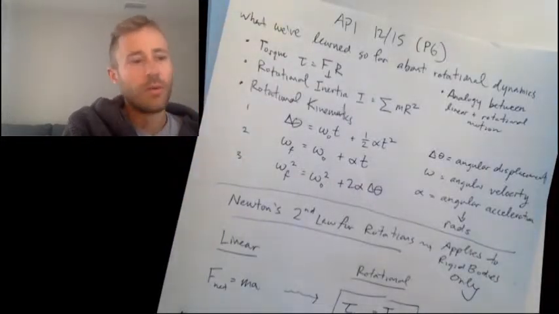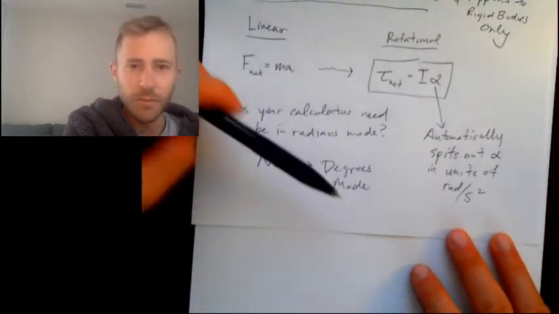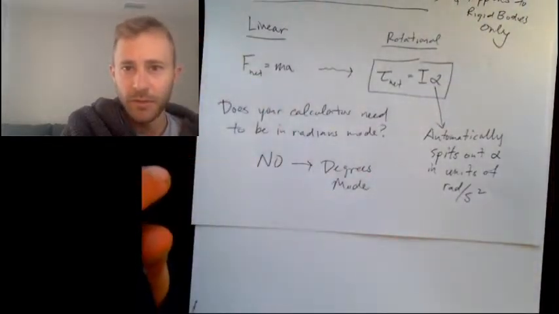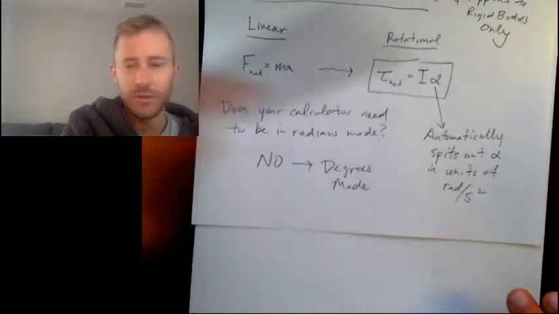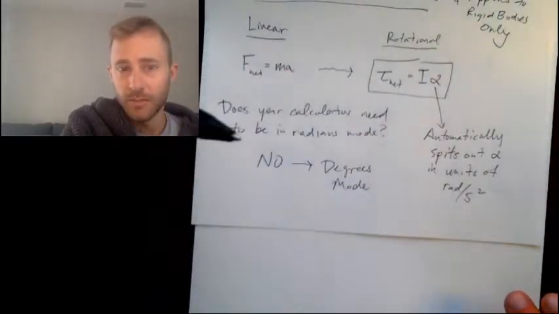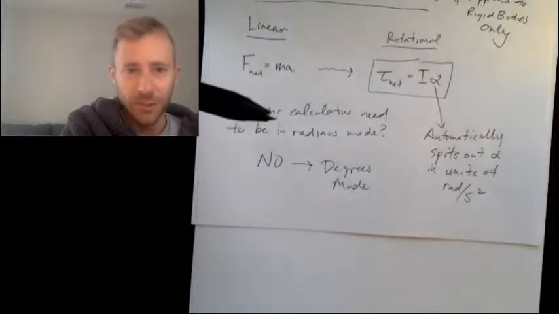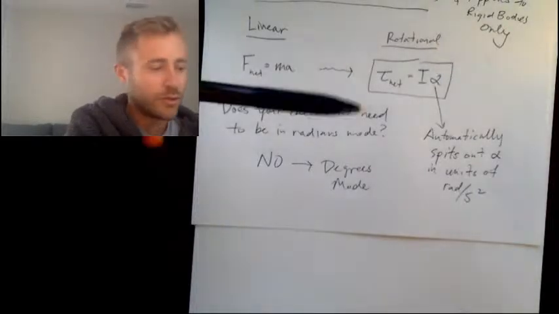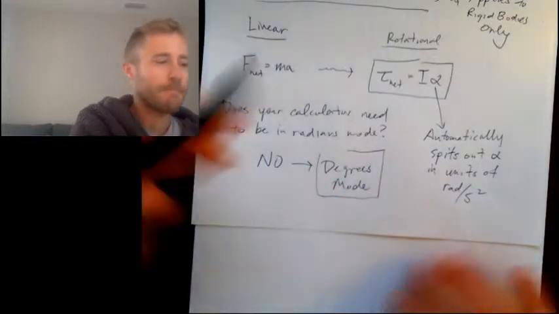So what you can do is you can literally just put it in degree mode and forget about it. Even though your answers, whenever you're doing Newton's second law, are going to be in radians. Okay? So if that's confusing to you, if it doesn't make sense to you, just put it in degree mode and forget about it. Okay?